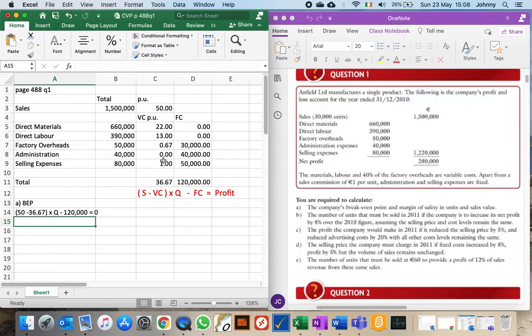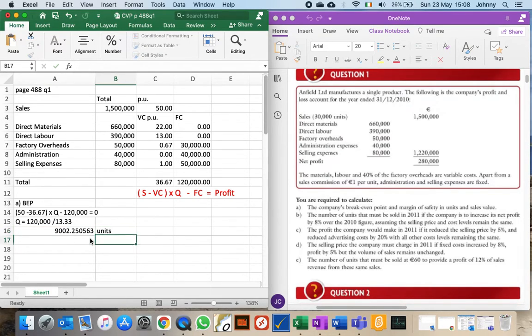Okay, so Q, when I work out my maths, Q is going to be, bring the 120,000 over the other side of the equal sign, becomes a plus 120,000, and we divide that by the contribution, which is the difference between sales price and variable cost. So that is 13.33. And this is in terms of units.